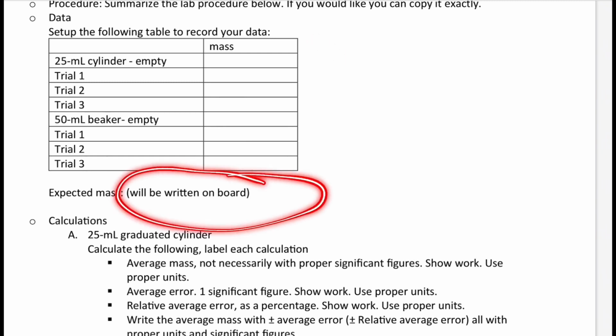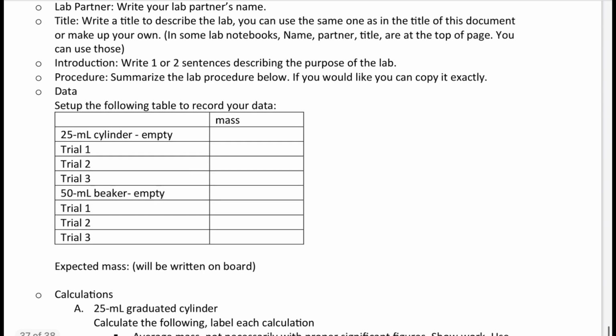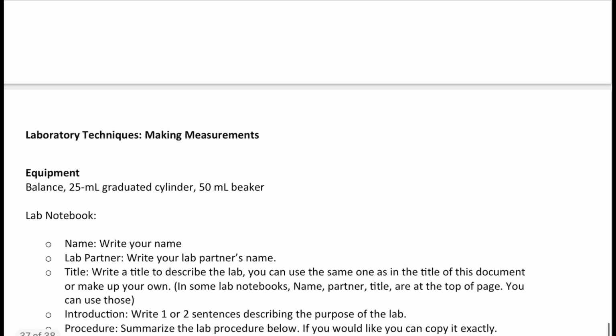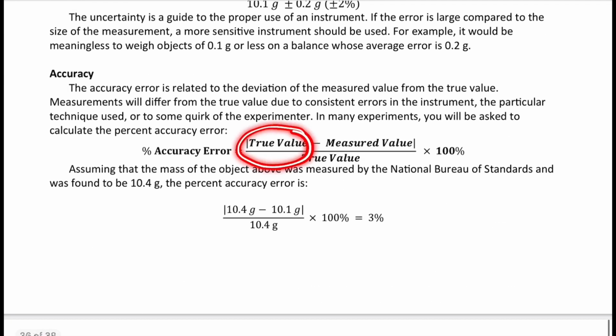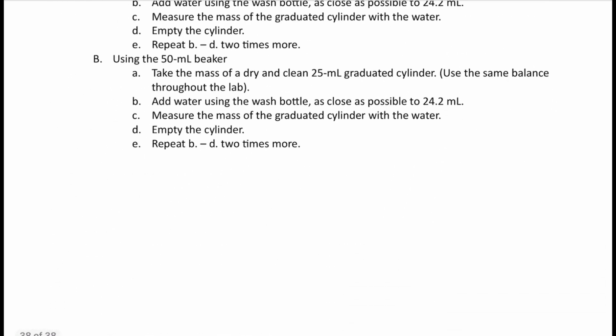And then look on the board. At the end of the lab, I will have written this number, and this is the value that you'll use for your accuracy. This will be your true value, the value on the board. Yep, and that's it.